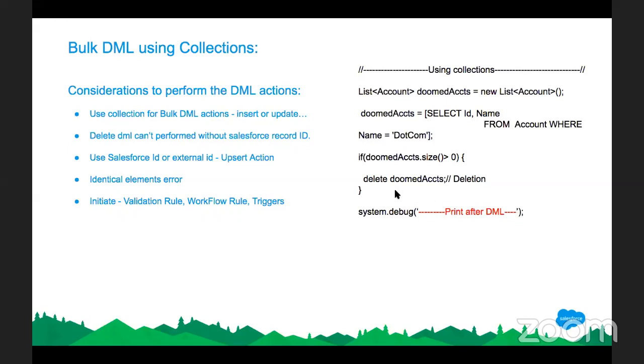So single DML, I just explained in the previous slide. Now how we are going to do it in bulk DML through our collection, I just explained here. Now let's talk about how we are going to handle the exception for the DMLs. I just covered the one identical elements error through my example.